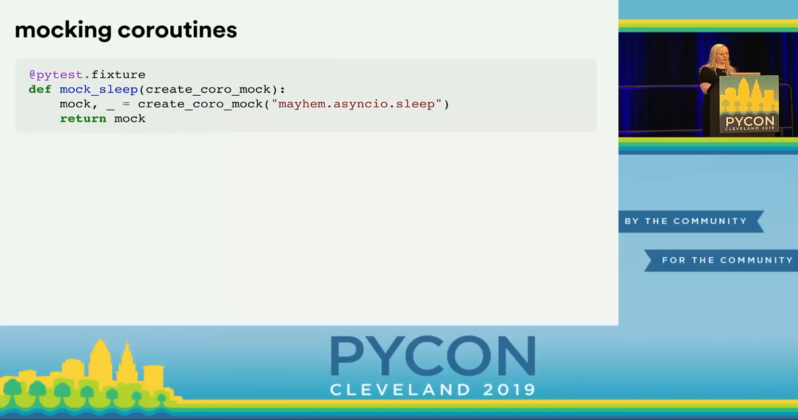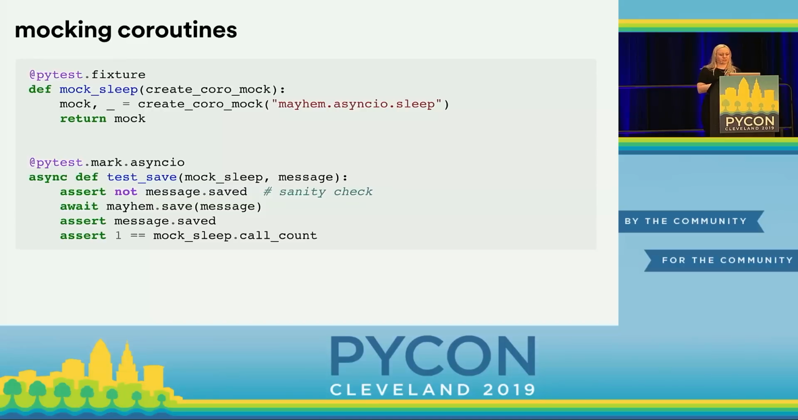So then we're going to create another pytest fixture that will use this create_coro_mock fixture that we just defined to mock and patch asyncio.sleep. Now we don't need the stub coroutine that is returned, so we can just throw that away. And then we can use the mock_sleep fixture in our test_save function.